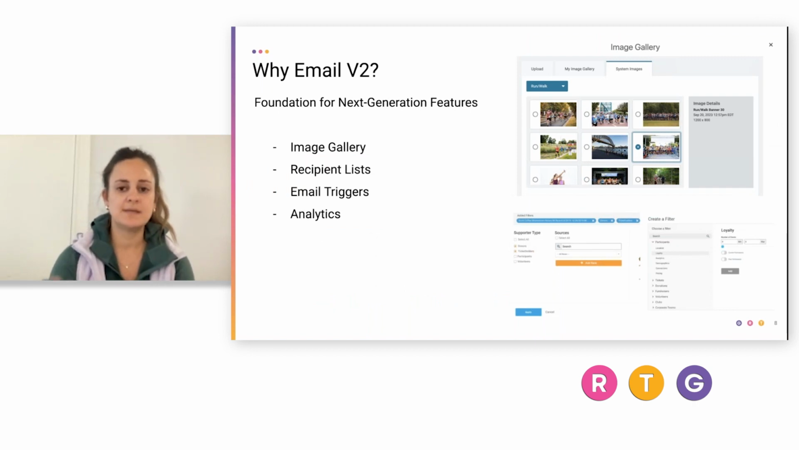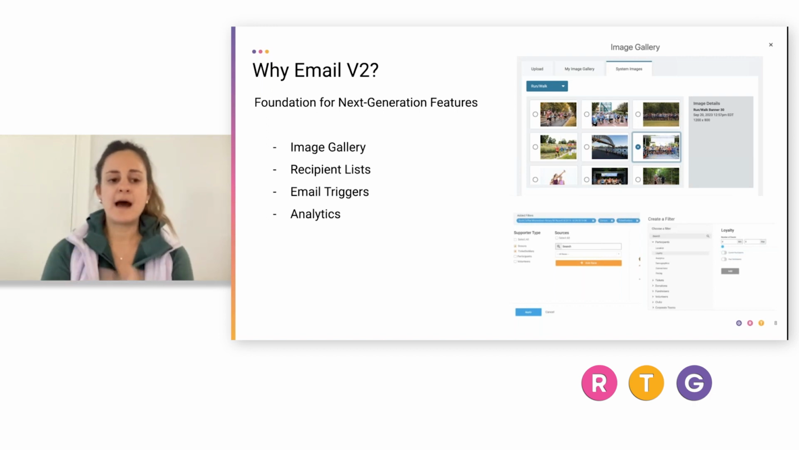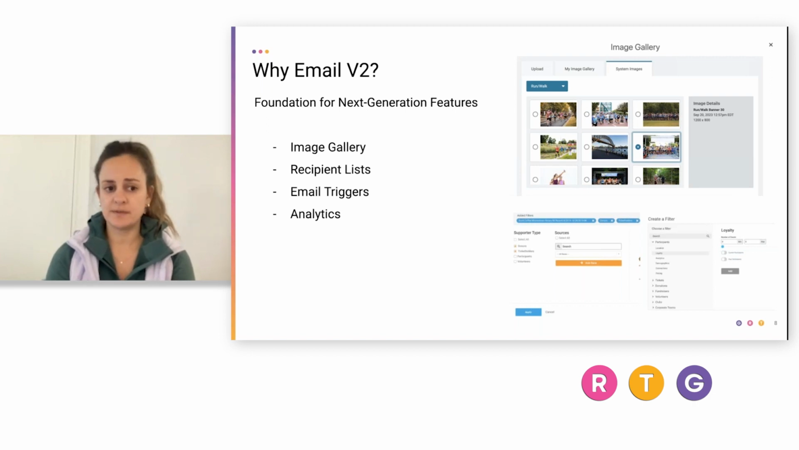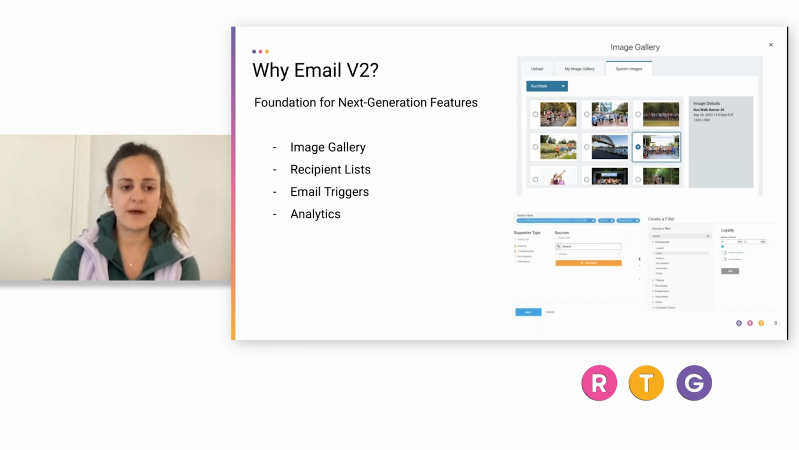So you've started to see pieces of image gallery come out. We have a lot of system recipient lists now, and we've kind of started releasing some next generation stuff around that. But we want to really invest in this concept of super lists, where you can create lists with really intense filters across all of your contacts on the platform.